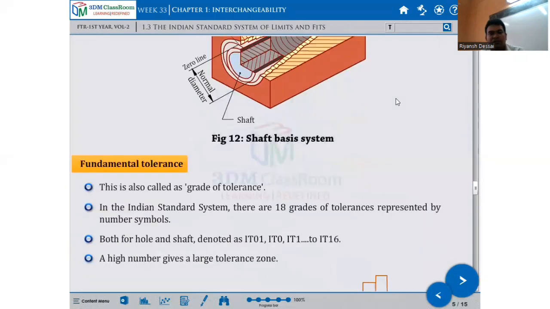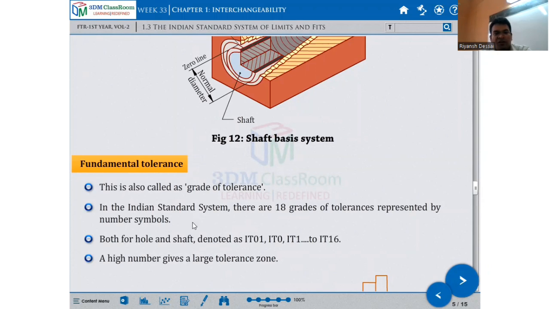Now, fundamental tolerance. This is also called a grade of tolerance. Question: how many grades of tolerance are there? Fundamental tolerance and grade of tolerance are the same. As per the Bureau of Indian Standards, how many grades of tolerance are there? There are 18 grades, correct? This is also called a grade in the Indian Standard System. There are 18 grades of tolerance represented by number symbol. How many grades? 18 grades of tolerance. And the fundamental deviation 25. And grade of tolerance we have 18.